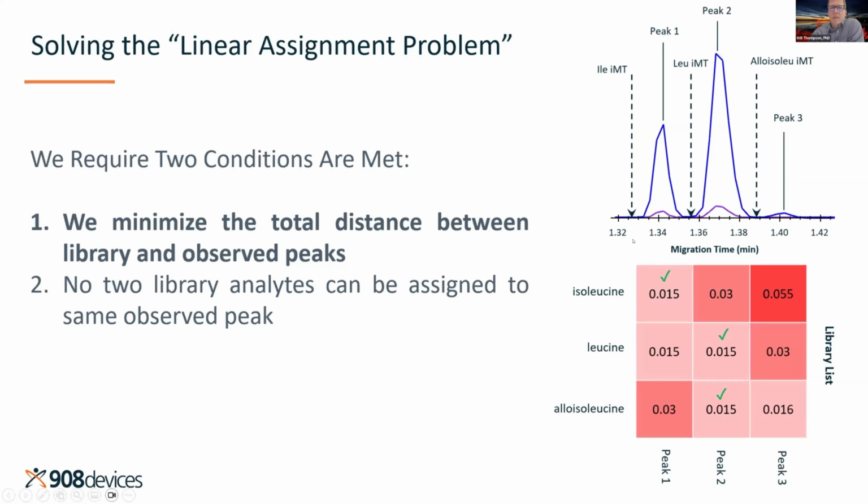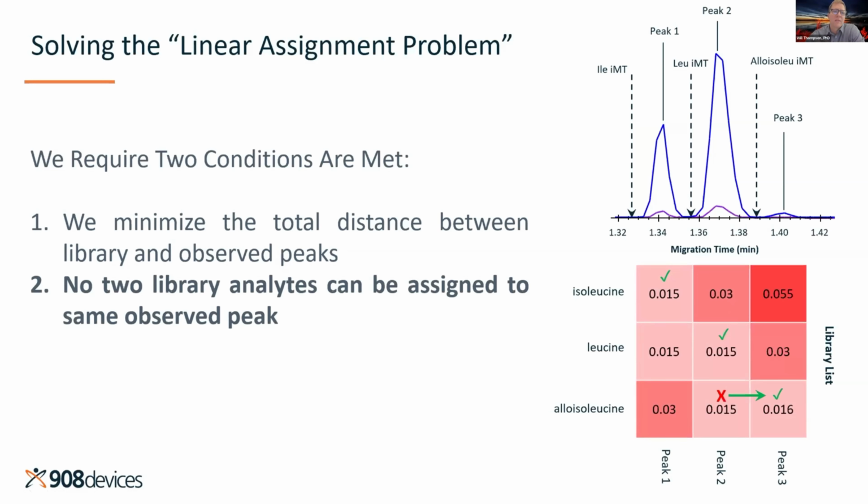In this case, this problem, as we pitched it to our software colleagues, is known as the linear sum assignment problem. The problem basically states you've got a set of identities and a set of peaks, and you need to assign them such that the total distance between the library and the observed is minimized. And then you also need to make sure that no 2 compounds are assigned to the same peak. This problem has a number of different solutions, and we've adopted one called the Hungarian algorithm to do this.